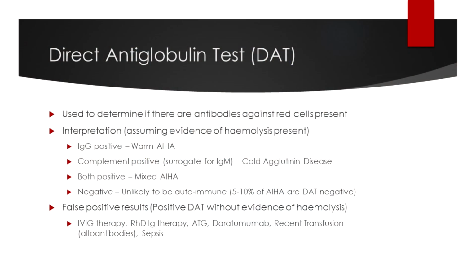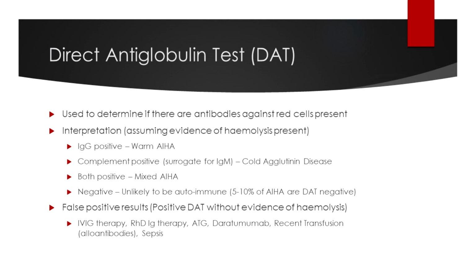Basically, the DAT test will be positive for IgG or IgM, but we don't directly measure IgM, and so we use complement as the surrogate marker for IgM. Things that are warm mediated are generally IgG mediated, and those that are related to cold conditions are generally IgM mediated. So therefore, if it's IgG positive, that would point us towards a warm autoimmune hemolytic anemia. And if it's complement positive, that's a surrogate for IgM, it is likely a cold agglutinin mediated disease or another within the cold family as well.